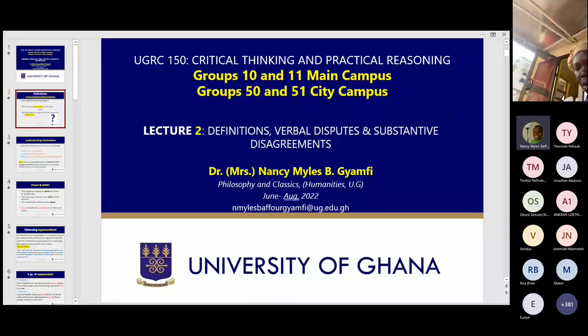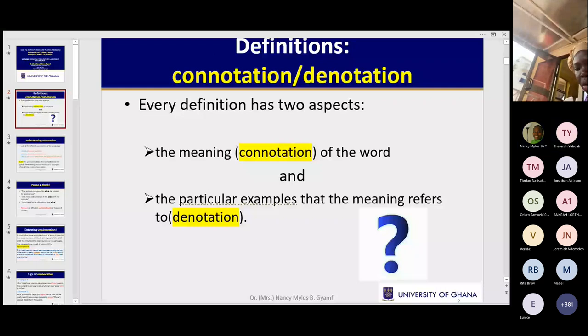Good. Definition. Sister, read, please. Every definition has two aspects: the meaning, connotation of the word, and the particular examples that the meaning refers to, the denotation. Very good. So whenever we have a definition, think of it as having two aspects. Let's have one example of a definition. A bachelor is an unmarried man. That one is very simple. So when we say someone is a bachelor, we mean he's an unmarried man. When we say a sister, we mean what? A biological female sibling. She's my sibling. That is what sister is. Okay, so those are examples of definitions.